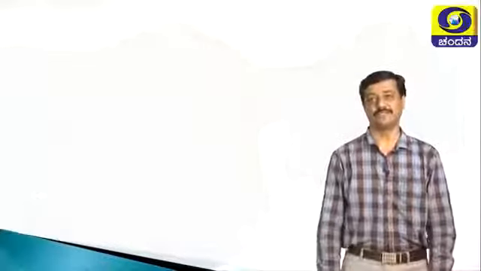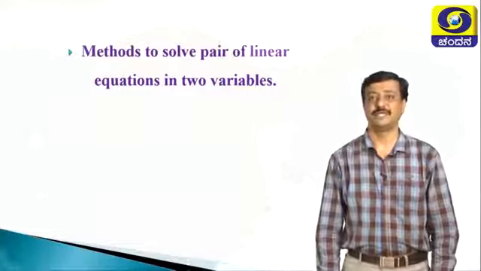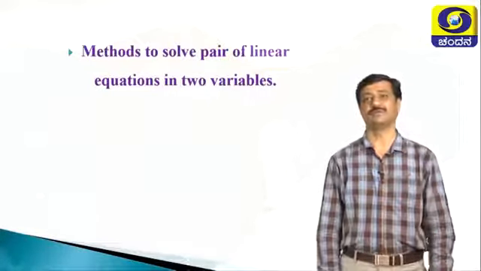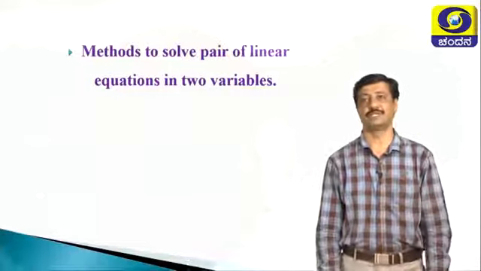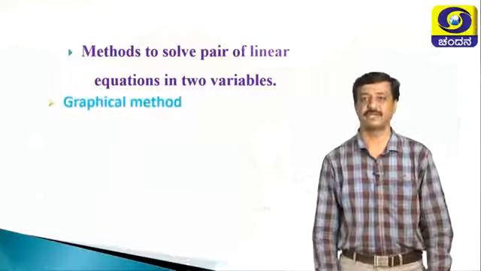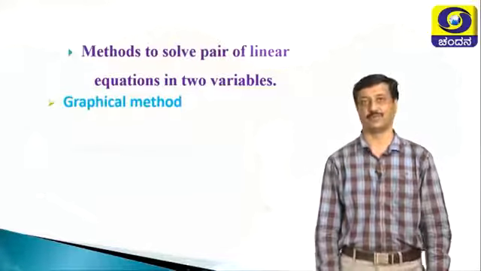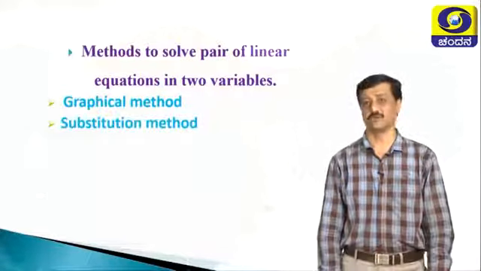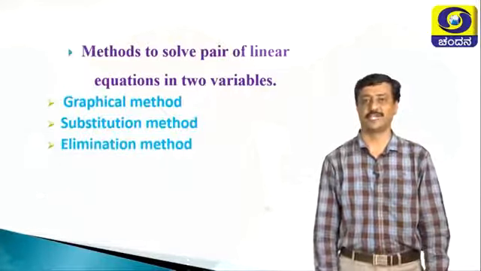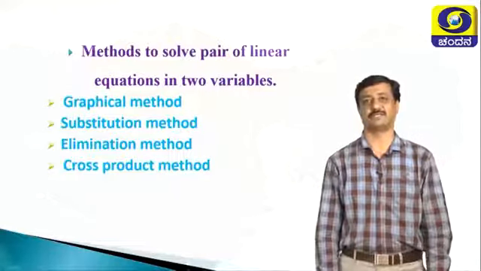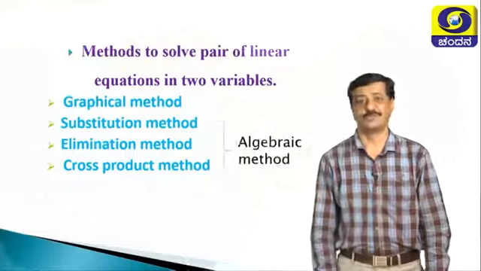The second point is how to solve the pair of linear equations in two variables. I mean, we are going to find the solutions of pair of linear equations in two variables by different methods. We have the first method called graphical method, which is also very important from the examination point of view. The second method is substitution method. The third one is elimination method. The last one is cross product method. Here the last three methods are called algebraic methods.